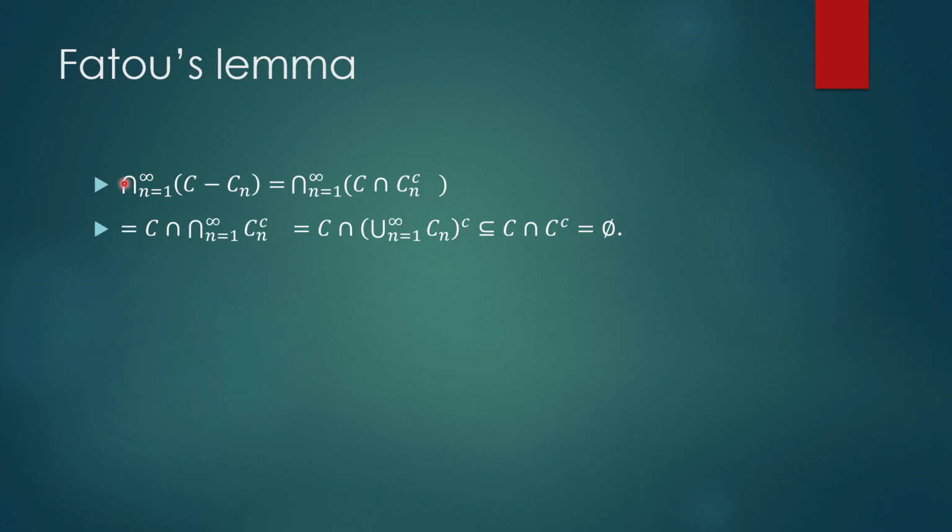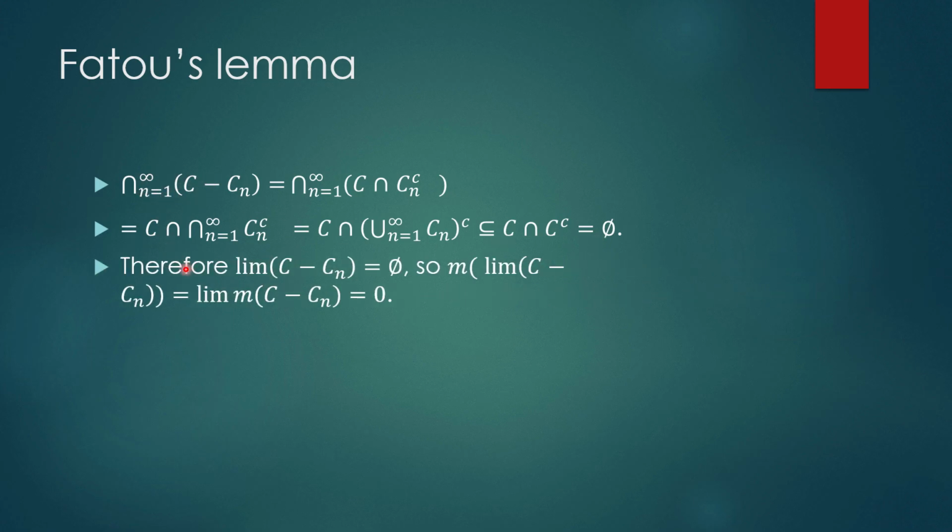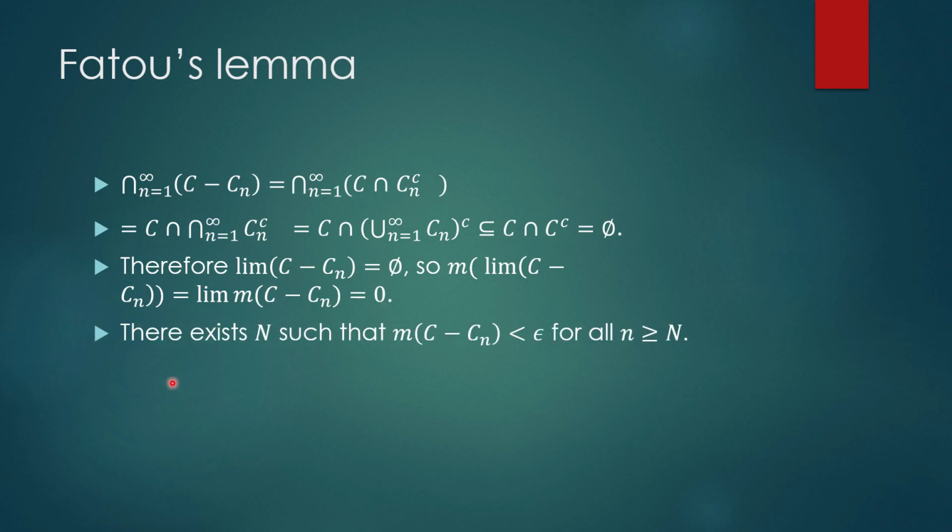So what does it say? This intersection is equal to phi, but this intersection is equal to the limit. So this intersection is nothing but the limit as n tends to infinity of C minus C_n. So the limit of C minus C_n is exactly equal to phi. So the measure of the limit of C minus C_n is exactly equal to the limit of the measure of C minus C_n. So you can interchange limit and measure, and that is equal to 0. So there exists a capital N such that the measure of C minus C_n is less than epsilon for all n greater than or equal to capital N. All right.